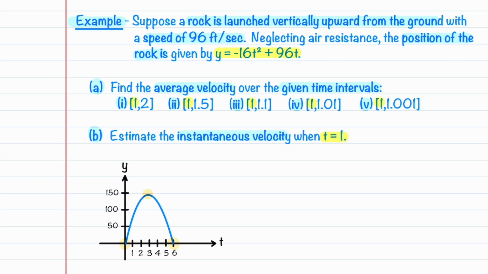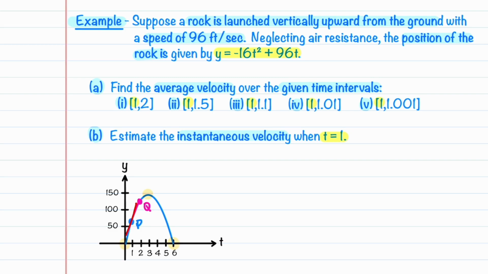We're going to place our point P when t is equal to 1, so that's right here. And then if we look at our time intervals, our first interval goes from 2 to 1 all the way down to our last interval, which goes from 1.001 to 1. So let's go ahead and put point Q on our graph, and we'll put it when t is equal to 2, because that's our first interval. Our average velocity then is going to be the slope of the secant line, and then our instantaneous velocity is going to be the slope of the tangent line at point P.